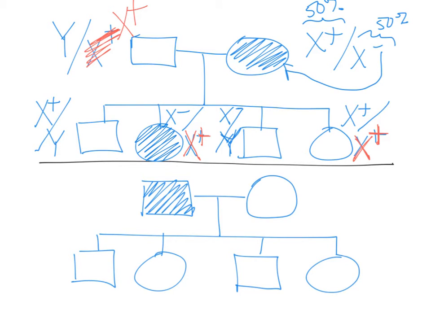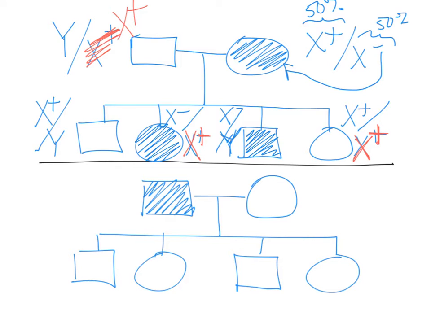Okay. What about the second brother? X minus over Y. He's got one dominant mutation that causes a disease or phenotype, so he's affected. And then the fourth sibling, plus over plus, wild type. So what happens when you do the reciprocal cross?